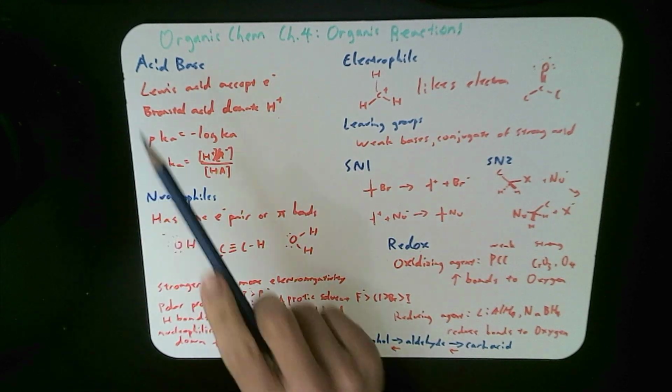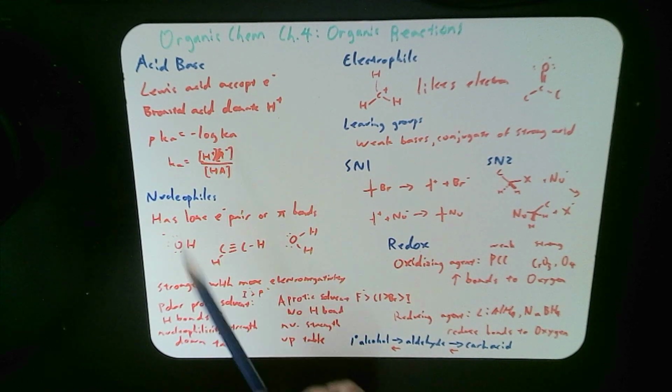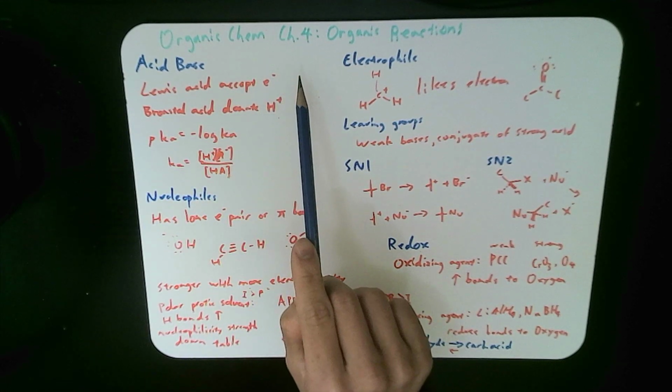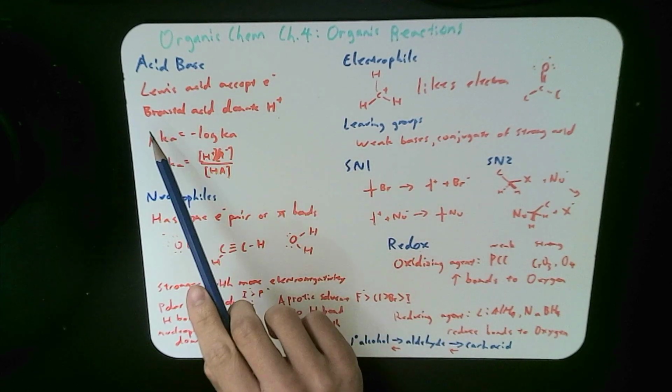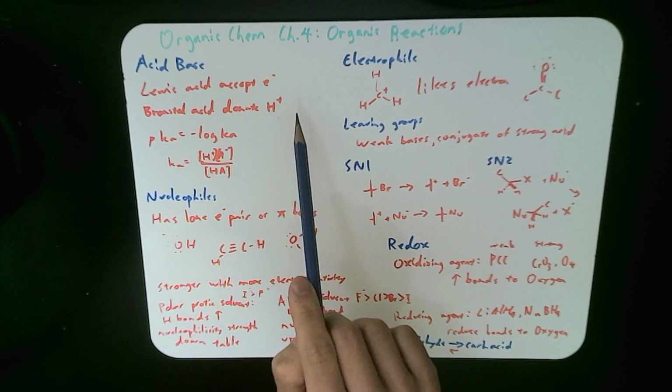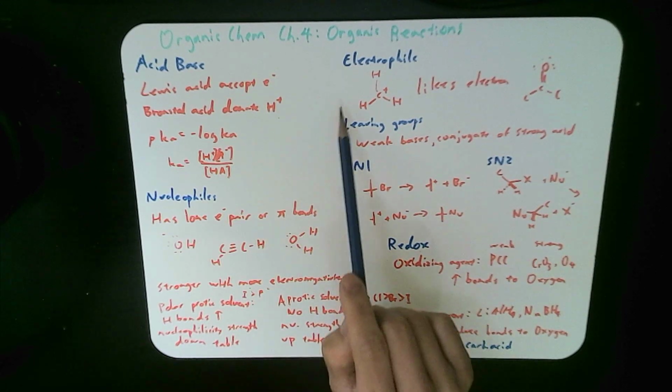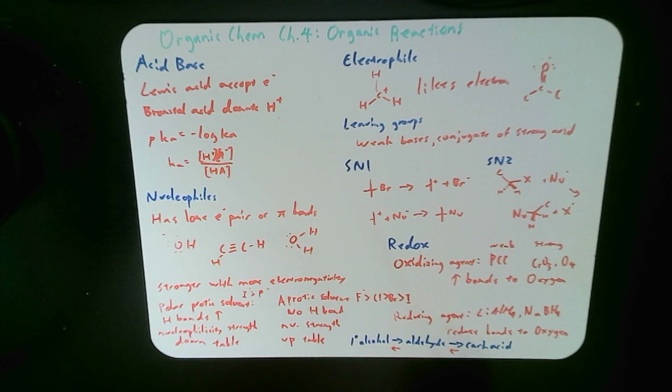So starting off, we have the acid-base definitions. If you recall, a Lewis acid accepts electrons and a Lewis base donates the electrons. A Bronsted acid donates the proton, and a Bronsted base receives the proton. Now, we also have the Arrhenius definition, but that is very outdated.